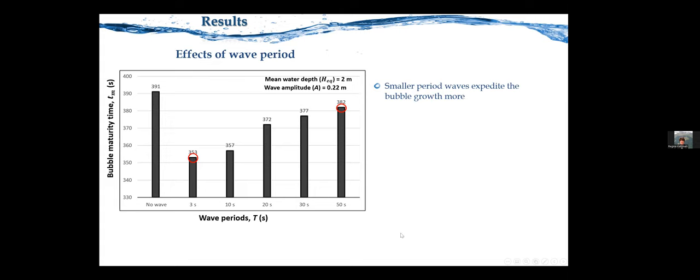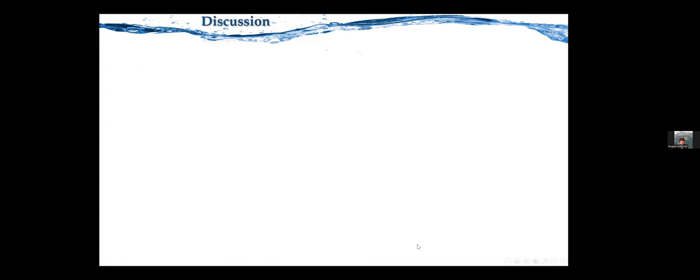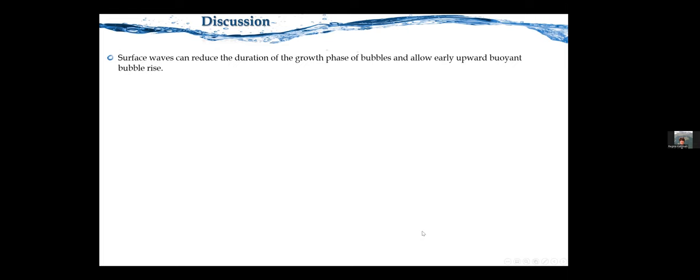So the effect of the wave period, you can see here, this is a period of 3 seconds. This is a period of 50 seconds. And you can see that smaller period waves expedite the bubble growth more. So why does this happen? Because for short wave periods, the bubble is exposed to wave draw and loading more frequently during its entire lifespan compared to the longer period waves. So you see that under this period, the bubble meets wave draw, the unloading and the wave draw more often. So those are the main results actually, and now the implications and the discussion.